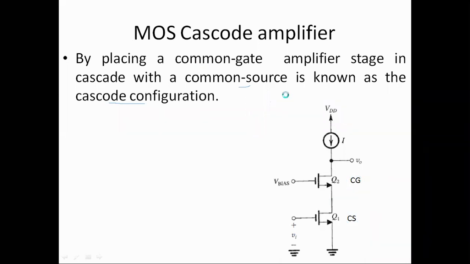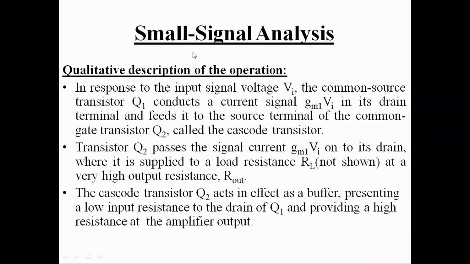Now I will move to the qualitative description. In response to the input signal VI, Q1 conducts a current signal of gm1 into VI in its drain terminal. This current is driven into the source terminal of Q2, hence Q2 is called the cascode transistor. Transistor Q2 passes the signal current gm1 VI on its drain, where it is supplied to the load.